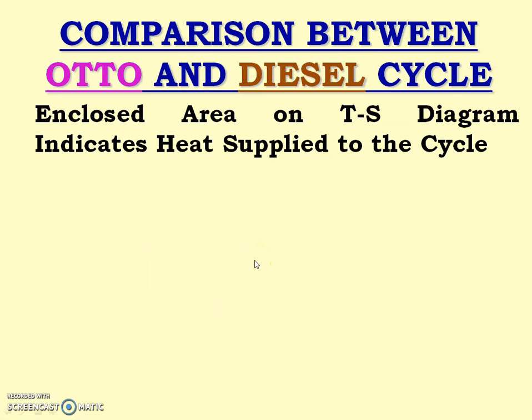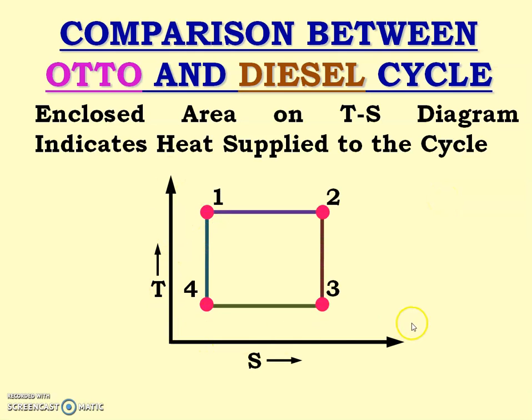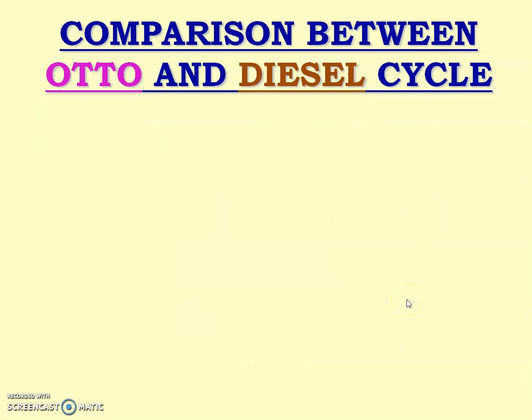And if we have enclosed area on TS diagram, it represents the heat supplied to the cycle. So consider this is the TS diagram of one cycle. That is 1 to 2, another process 2 to 3, 3 to 4 and 4 to 1. So this is the enclosed area on TS diagram, and that enclosed area indicates heat supplied to the cycle.